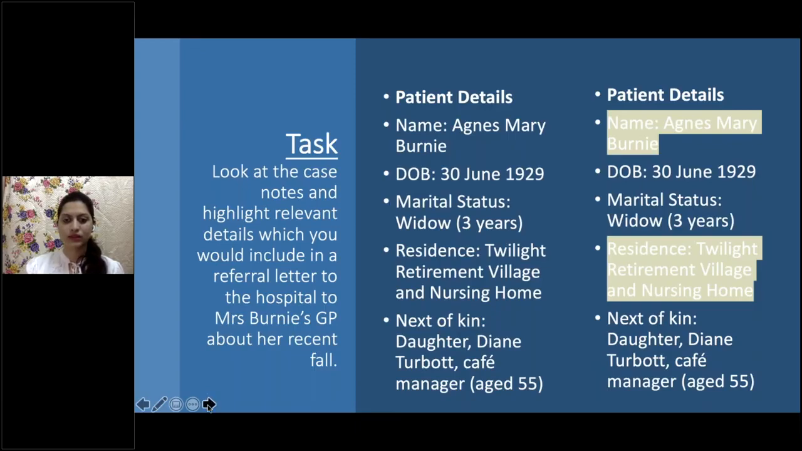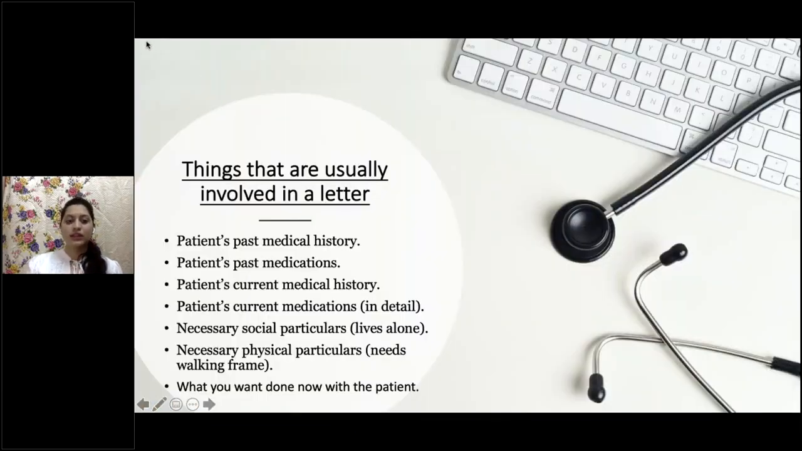All right. Things that are usually involved in a letter. I'm just giving you a rough format, but you don't have to strictly stick to this. Please don't consider this a hard and fast rule, because there are a lot of letters where they won't have mentioned, say, past medications or past history. They would have directly mentioned only the current history. So what you usually include is the patient's past medical history and then the medications. And don't try to make each one of these a paragraph. Again, this is just a rough format as to how you can go about a letter.